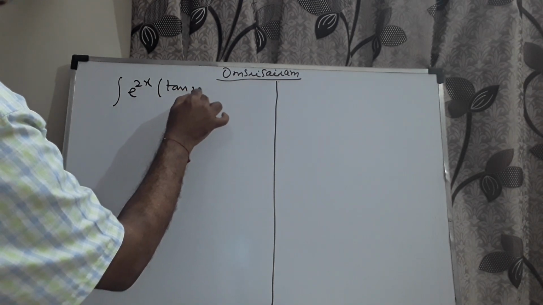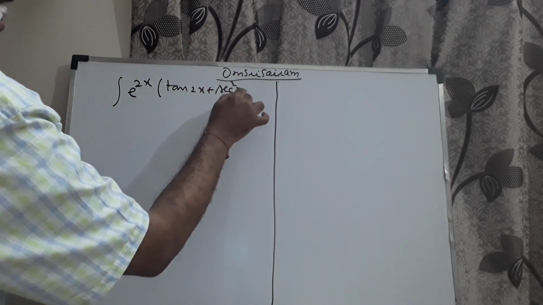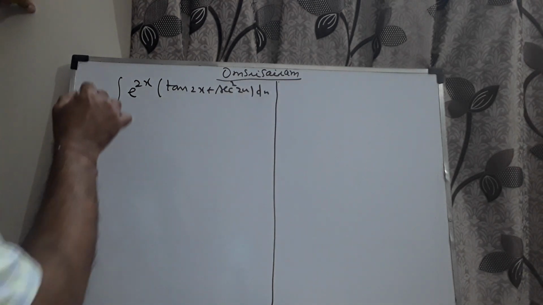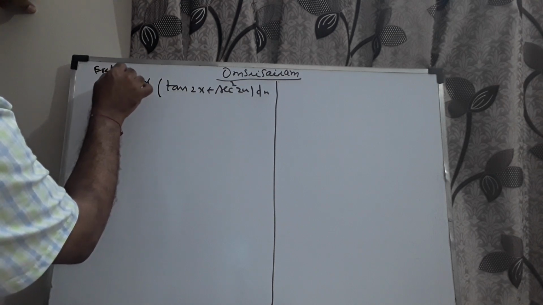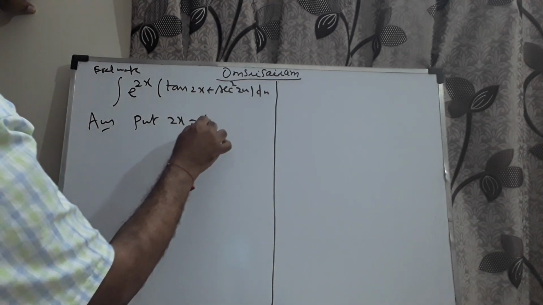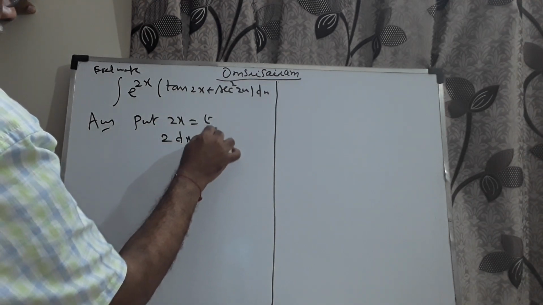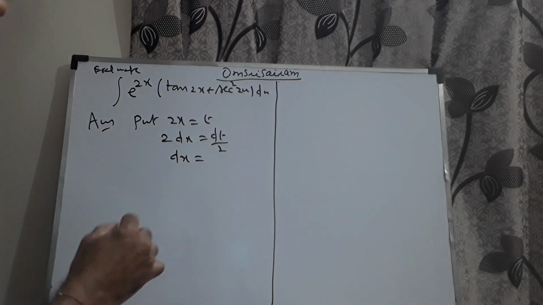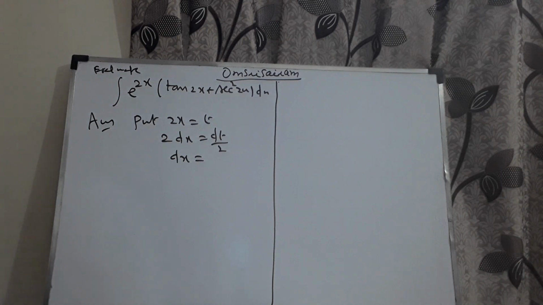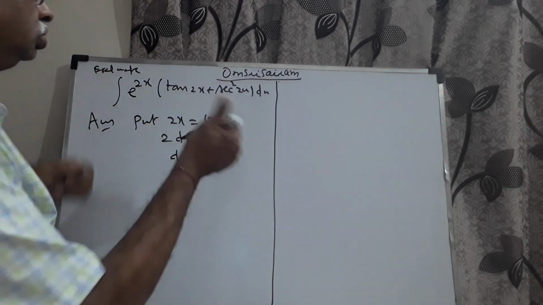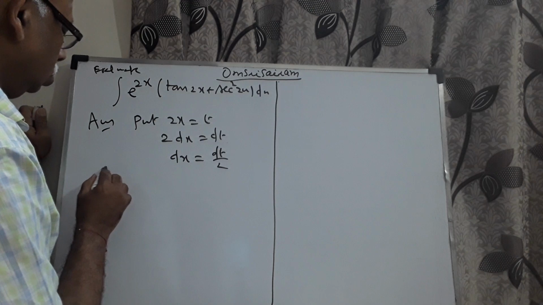See here, evaluate integral e power 2x into tan 2x plus secant square 2x dx. This is the question given to you. Now, just put 2x is equal to t, 2 dx is equal to dt, therefore dx is dt by 2.